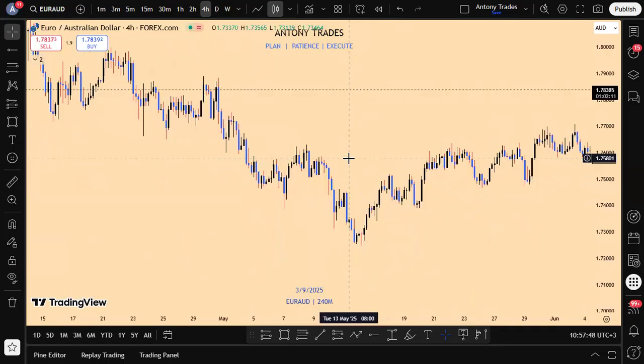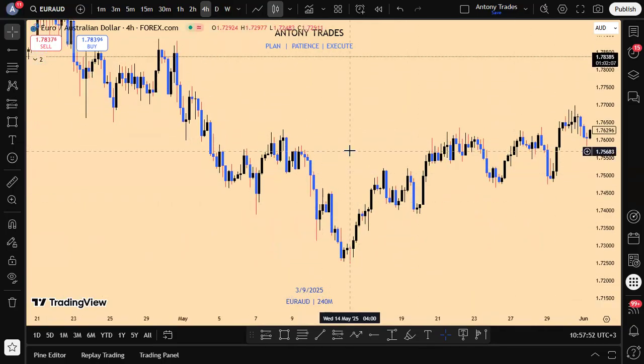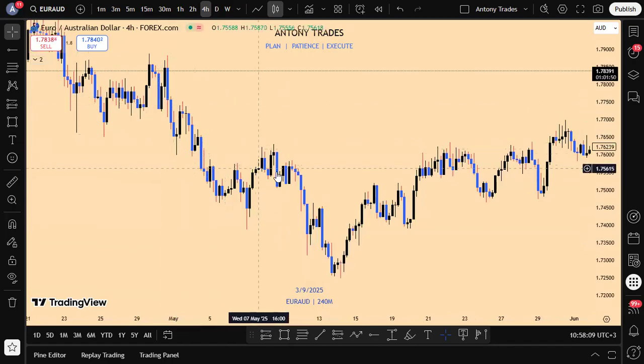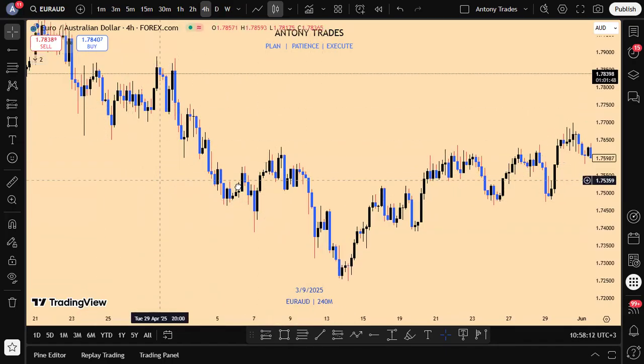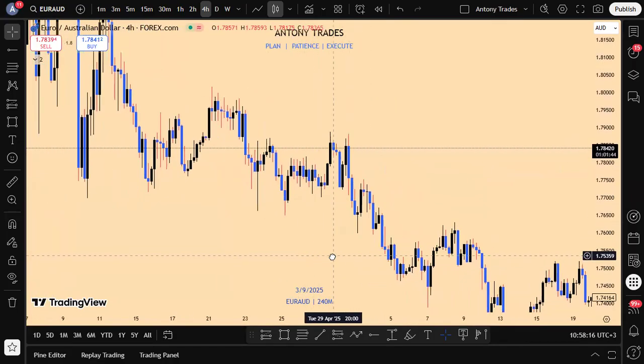So from what we have learned, for us to say this is a valid break of structure, we have to see either a high or a low being induced before a break of structure. Now, from here you can see the market is trending to the downside.